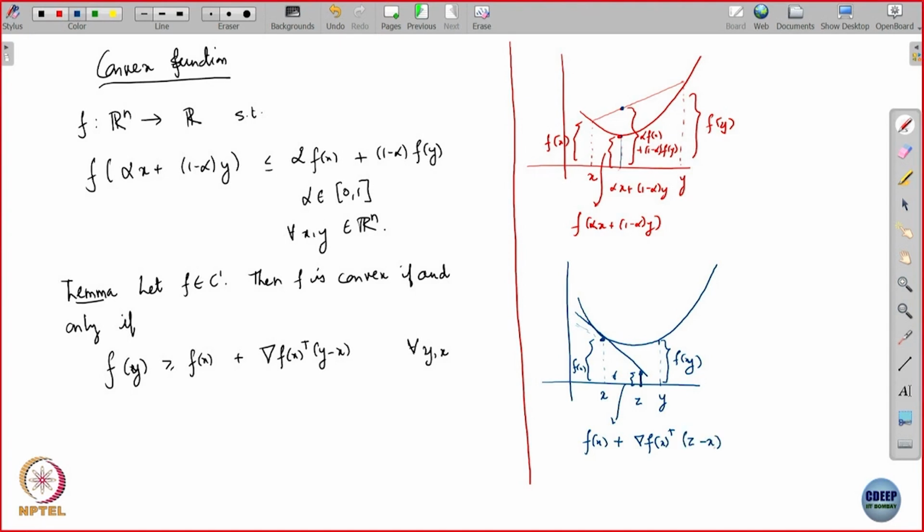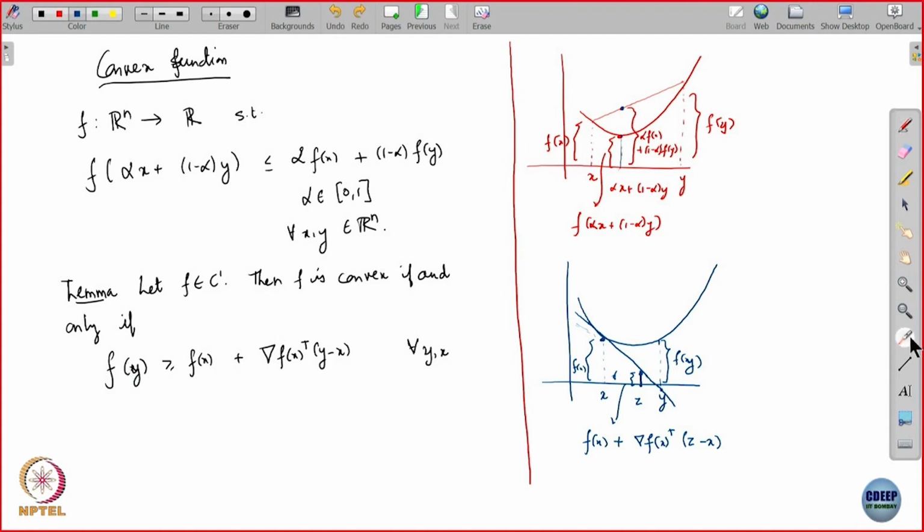Now, what is this inequality in the lemma saying? The inequality in the lemma is saying that you take any point y like this, and look at the value of the linear extrapolation evaluated at x, or the linear approximation to the function at x, evaluated at y. We take this linear approximation, evaluate that at y, and its value at y must be less than the value of the function itself at y.